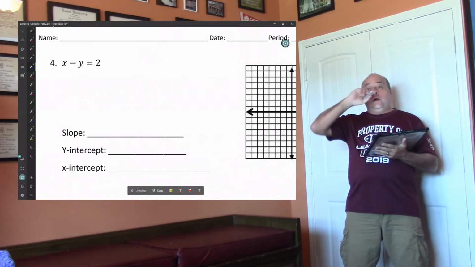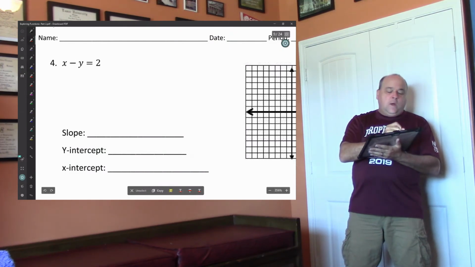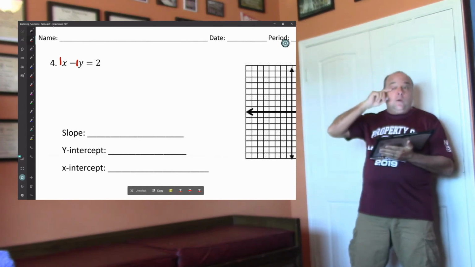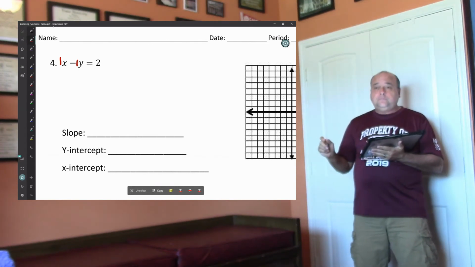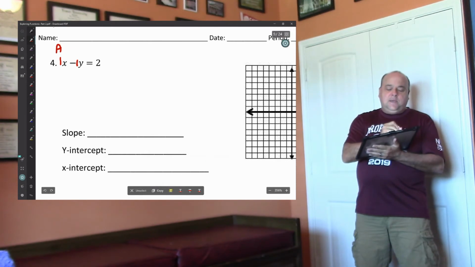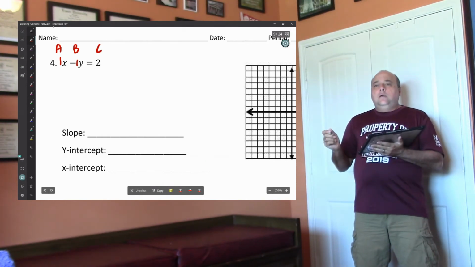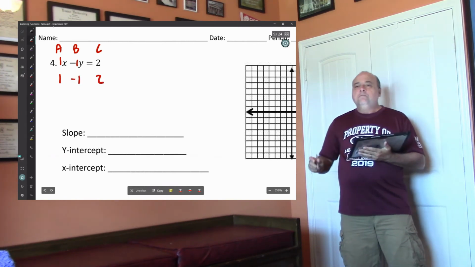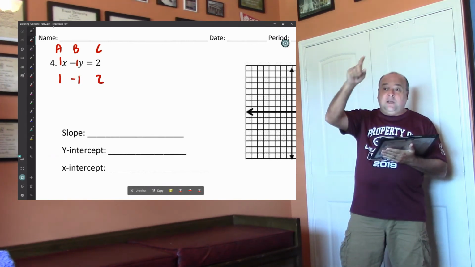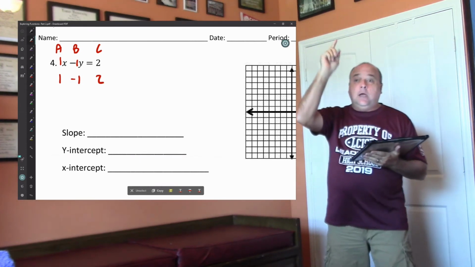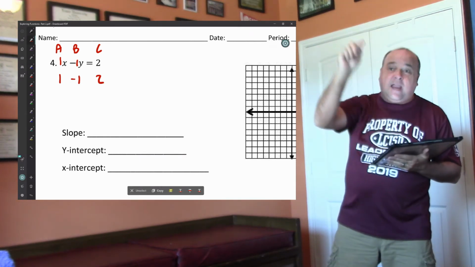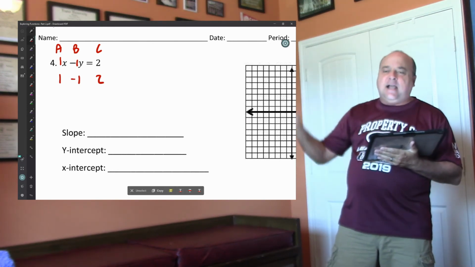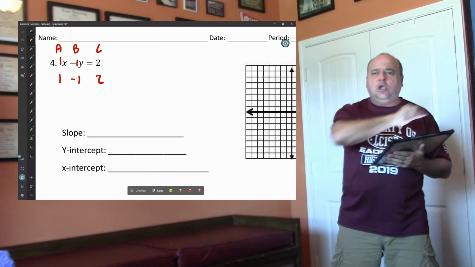Okay, now on this problem, if there's not a number in front of the x and the y, put a 1 there. Now I'm going to put A, B, and C above here. My A is 1, my B is negative 1, and my C is 2. But remember, we need to be able to solve this for y. You must be able to solve the equation for y. If you can't do that, something's wrong. You've got to keep doing it until it becomes natural. It will happen. Believe you can do it.